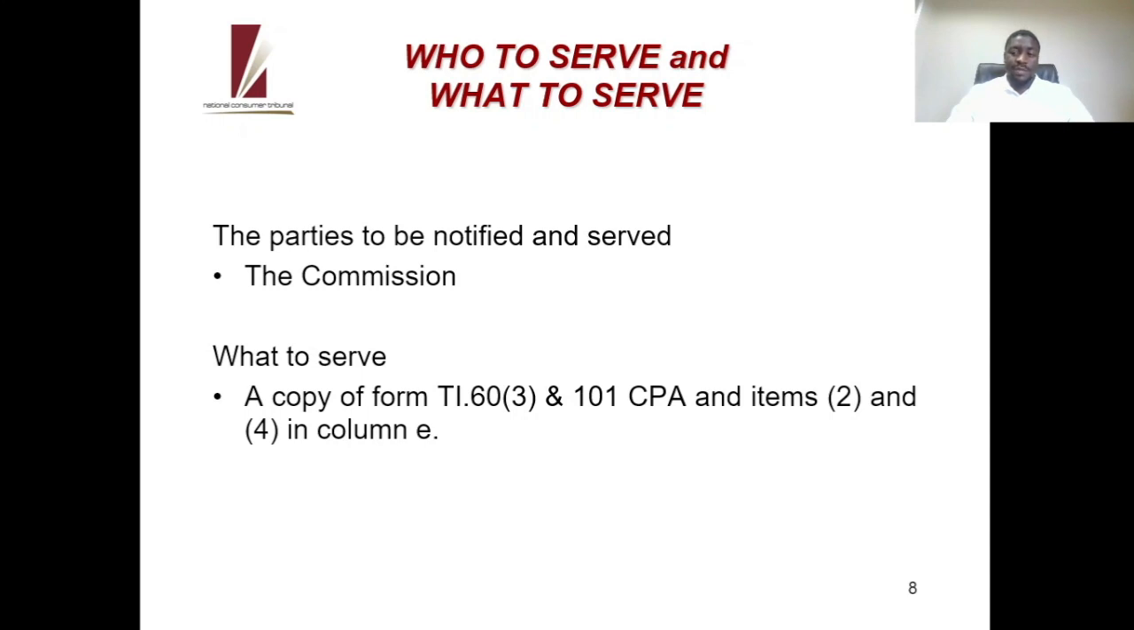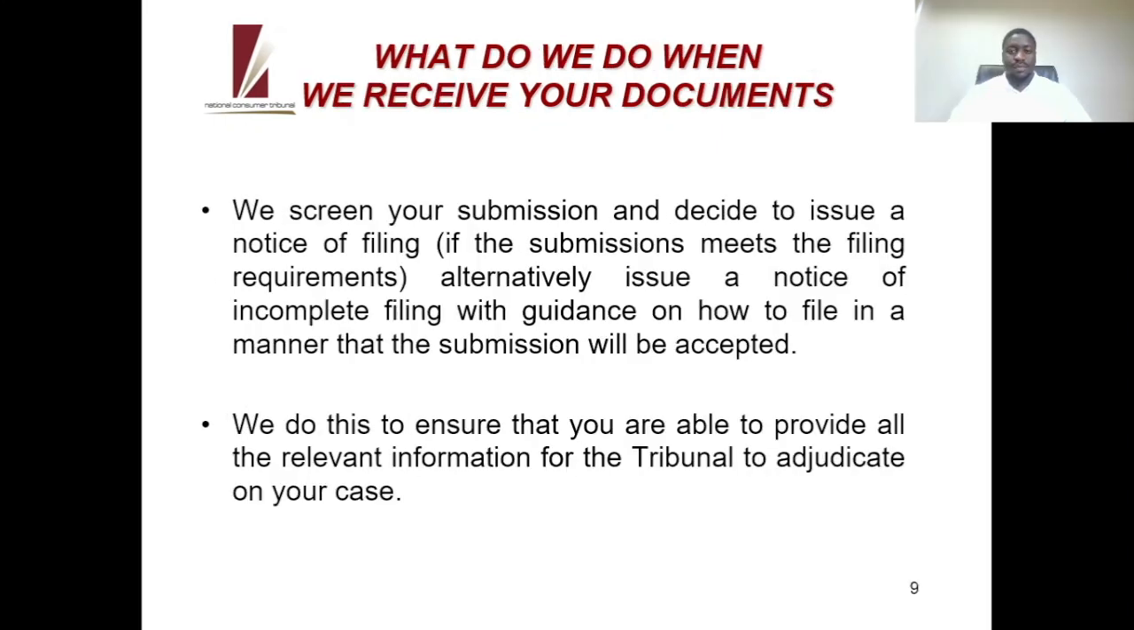Prior to filing with the tribunal, the applicant must serve the Commission with a copy of the form TI 101 of the CPA and items 2 and 4 as shown in column E of the previously projected table. What we do when we receive your documents is that we screen your submission and decide to issue a notice of filing if the submission meets the requirement. Alternatively, we issue a notice of incomplete filing with a guidance on how to file in a manner that the submission will be accepted. We do this to ensure that you are able to provide all the relevant information for the tribunal to adjudicate on your case.